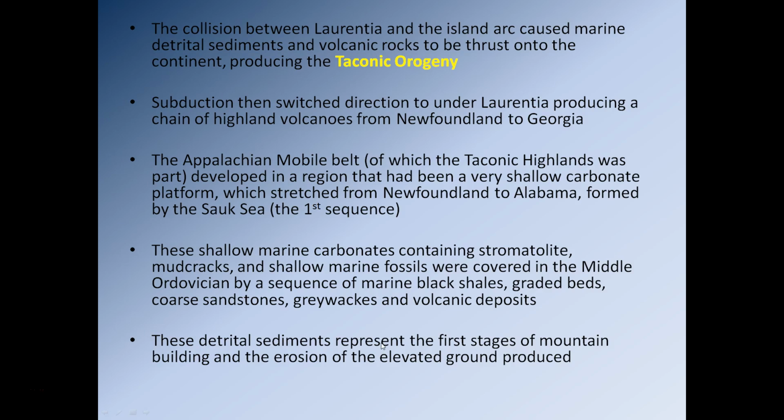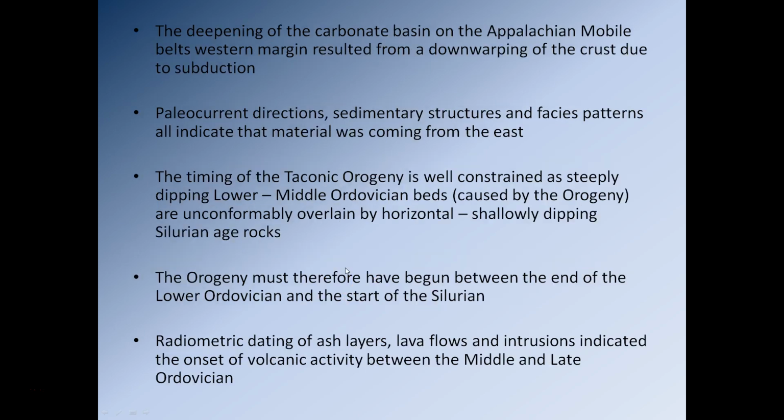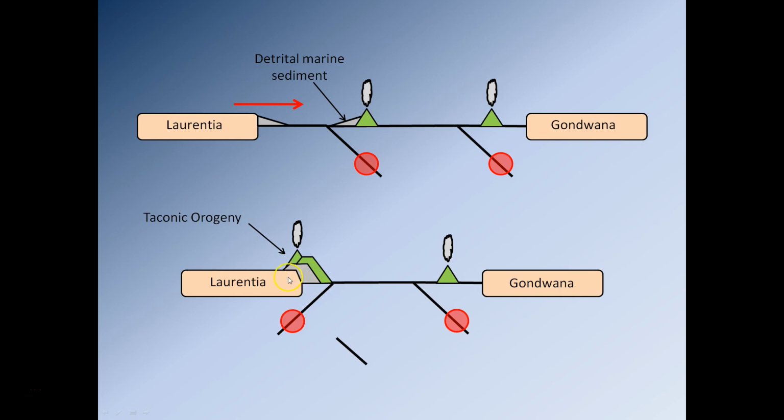So the collision between Laurentia and the island arc caused marine detrital sediments and volcanic rocks to be thrust onto the continent. So this grey block here is all the volcanic and detrital sediments that were essentially in the ocean basin between Laurentia and the island arc. They get compressed and they get forced onto Laurentia, producing the Tectonic highlands.